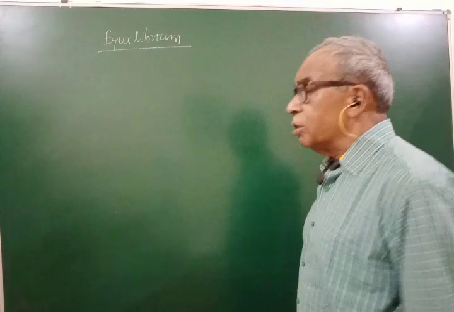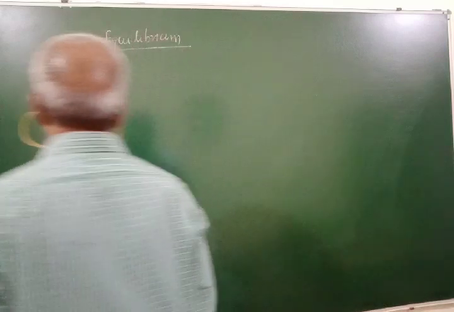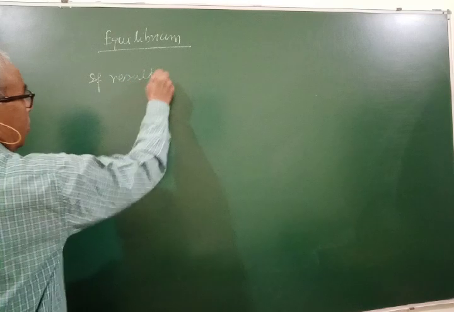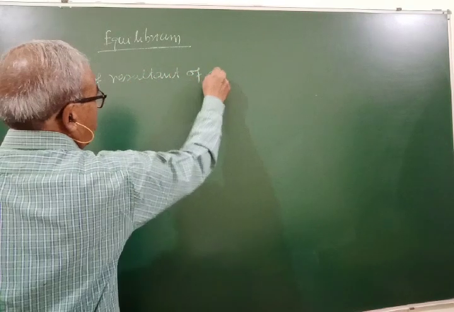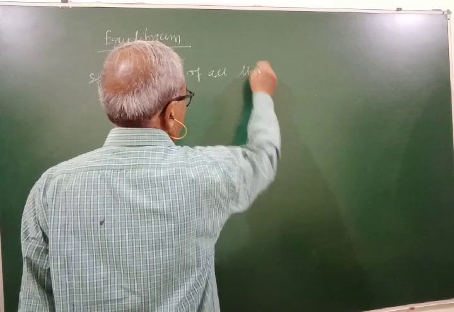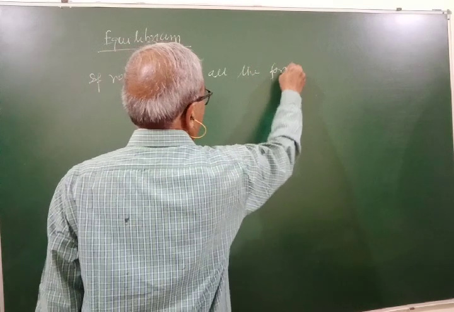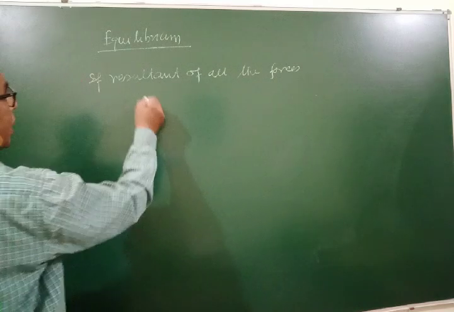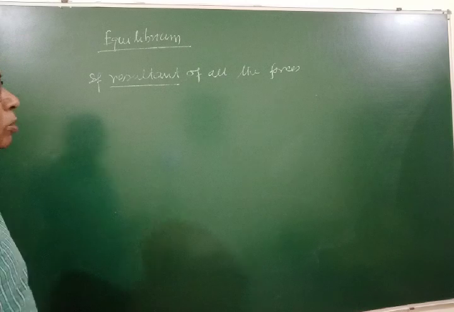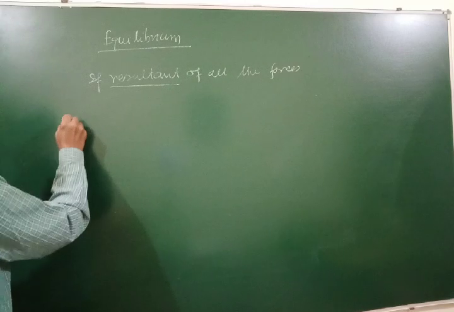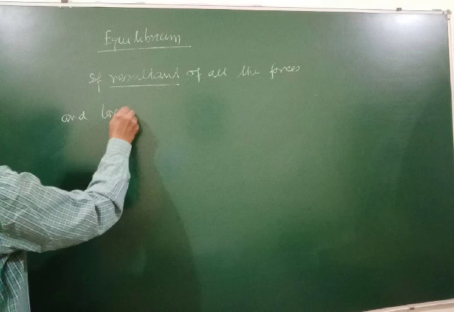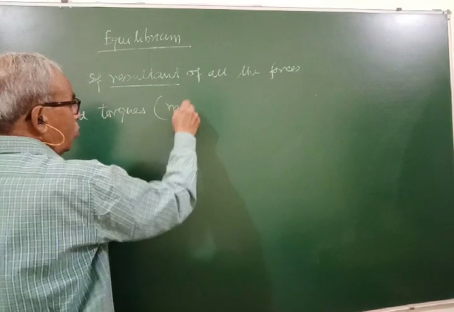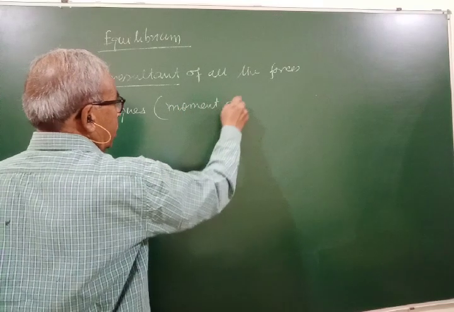So a body or system of bodies is said to be in equilibrium if the resultant of all the forces and torques is zero. There is a little bit of problem in writing here; the word is resultant of all the forces and torques. So torque means moment of force.